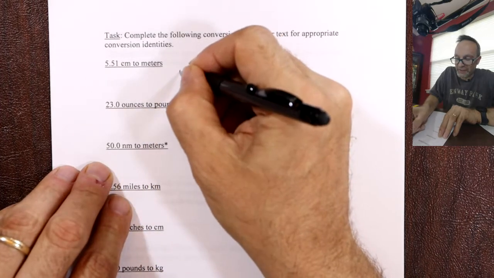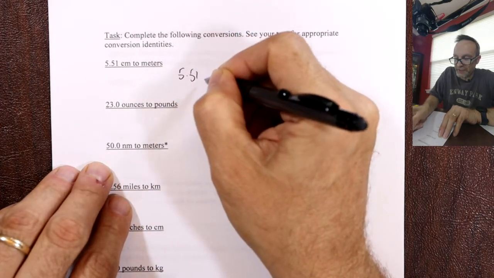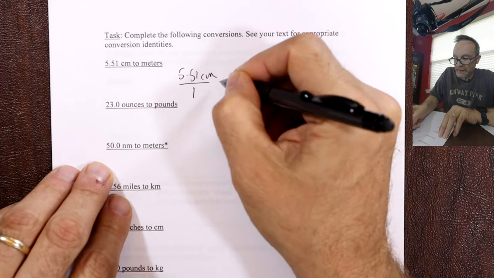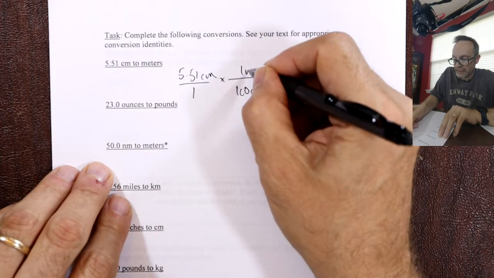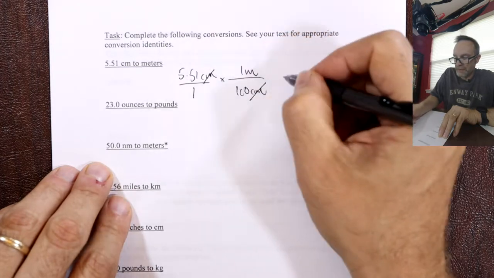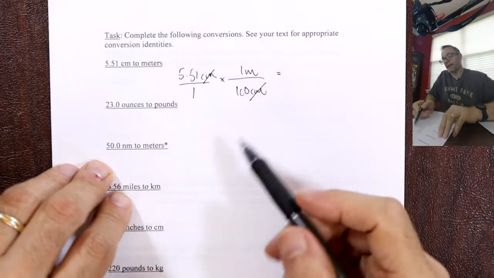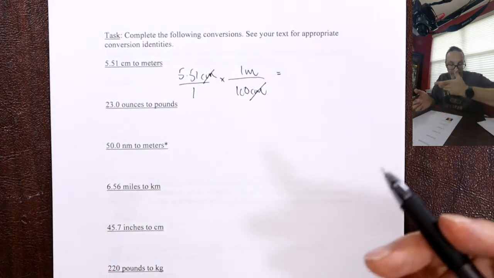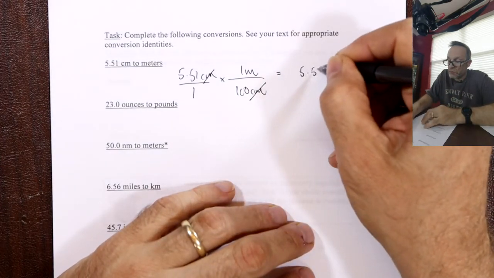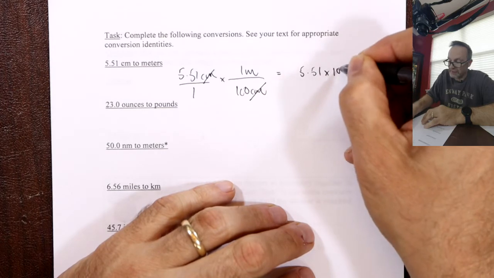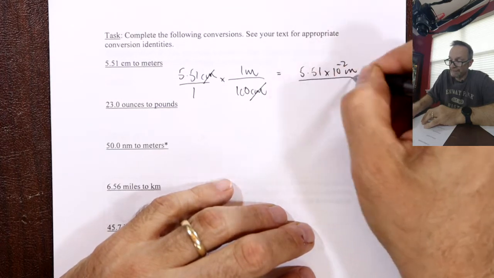5.51 centimeters to meters. 5.51 centimeters is where I start, right? Now I know there's 100 centimeters in 1 meter. Put that through the calculator. Now, again, it's probably going to be below 10 to the minus 1. So that's going to be 5.51 times, let's make sure I get it right, 10 to the minus 2 meters. All right.